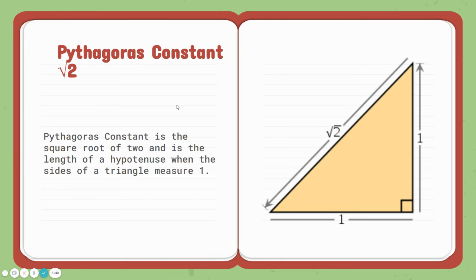Pythagoras' constant was important due to his Pythagorean theorem, and it's the square root of 2, and it is the length of a hypotenuse when the sides of a triangle measure 1. And this happens no matter what. It's a mathematical constant.